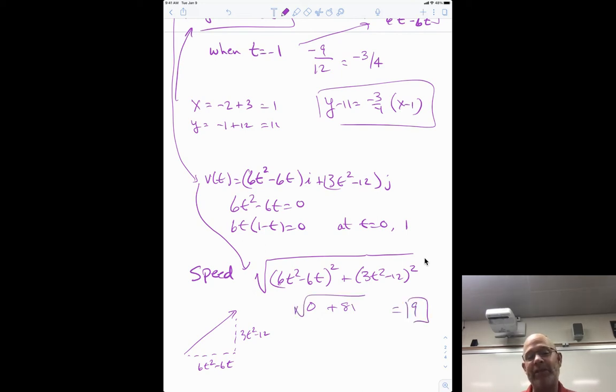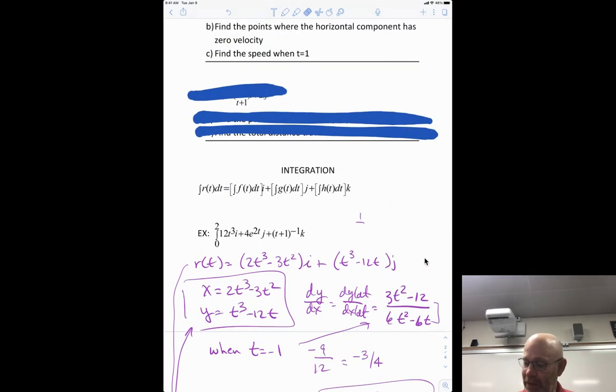So speed is the magnitude of the velocity. So think Pythagorean theorem. And then this will look the same.